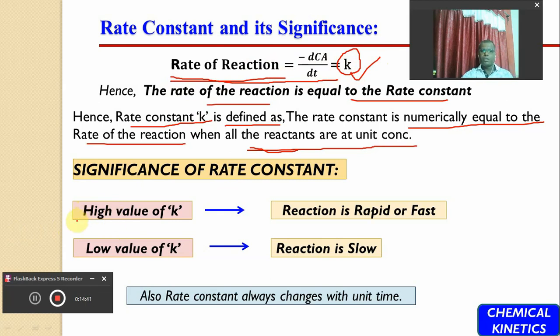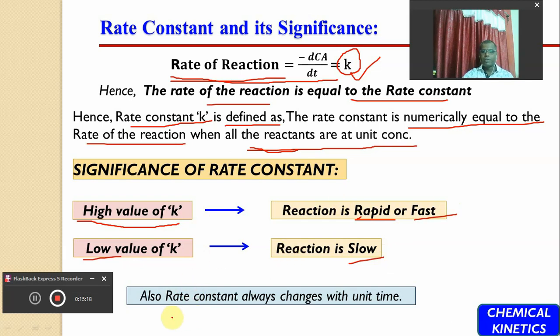It is concluded that a high value of K indicates that the reaction is rapid or fast, and a low value of K indicates that the reaction is slow. It means that from the value of K we can predict whether the reaction is fast or slow, the rapidity of the reaction, and we can compare the rate of reaction on the basis of the value of K at different time intervals also.